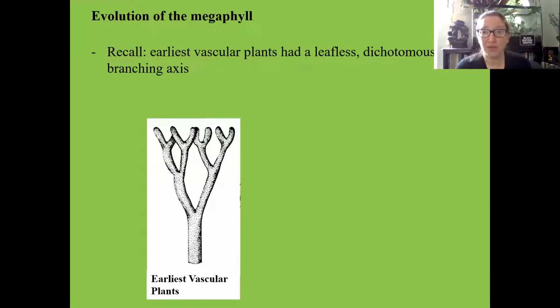So before that, let's recall what these really earliest vascular plants looked like. They had this equal dichotomy. They did not have any leaves. They had photosynthetic stems.